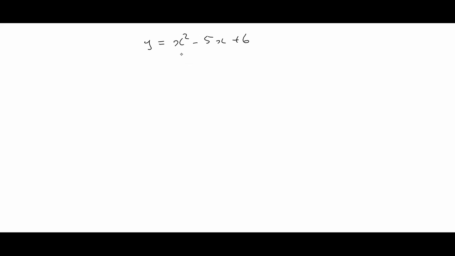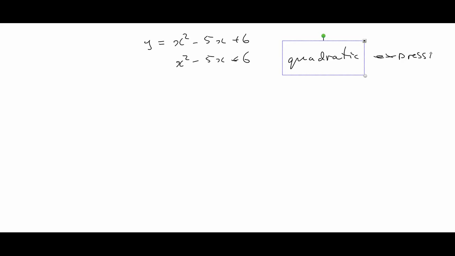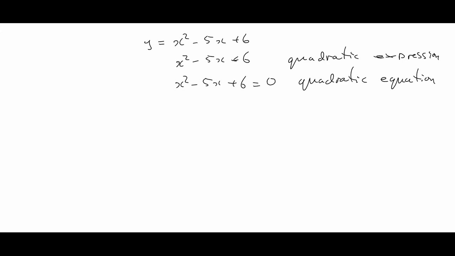Note that if I just write x squared minus 5x plus 6, this is a quadratic expression. And if I write x squared minus 5x plus 6 equals 0, this is a quadratic equation. But if we have y equals x squared minus 5x plus 6, we have a quadratic function. And functions can be sketched on coordinate axes.